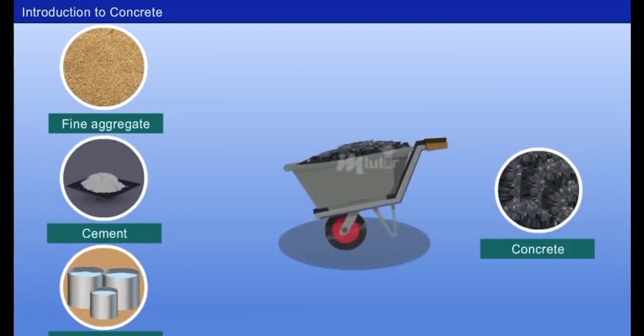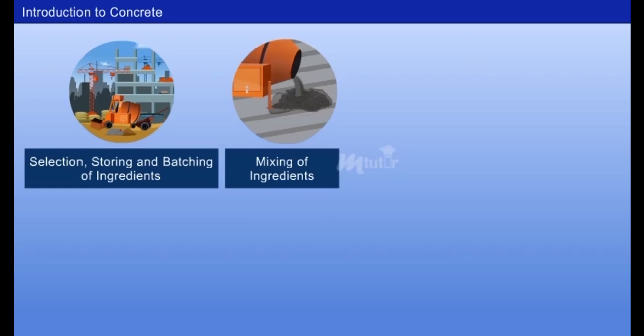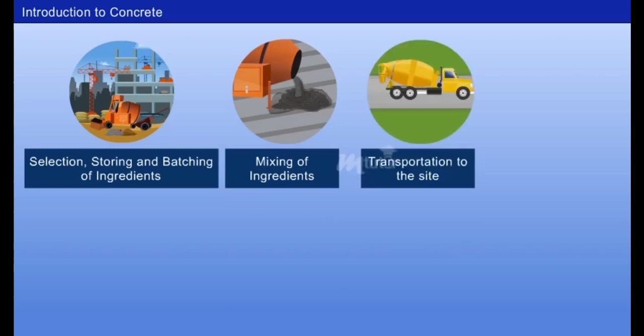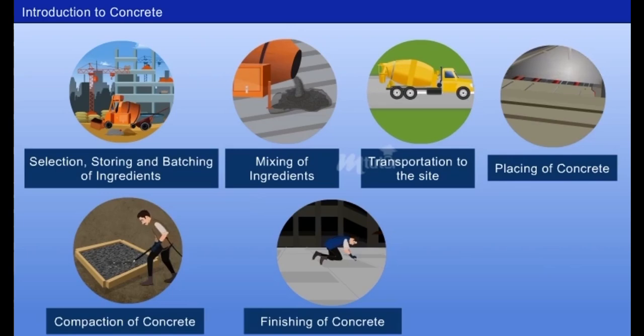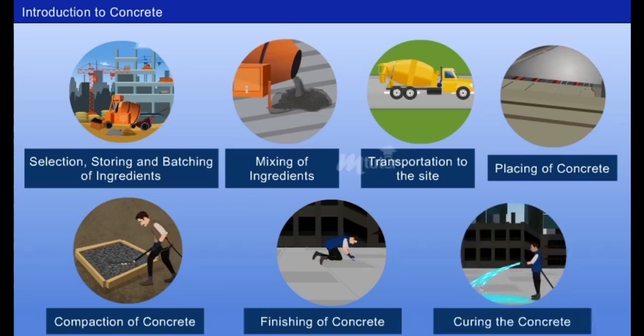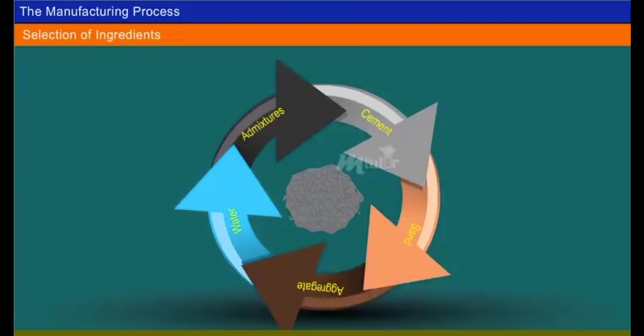Whatever the material, the manufacturing process of concrete is the same. This manufacturing process includes selection, storing, and batching of ingredients, mixing them to form concrete, transportation to the site, placing of concrete, compacting, finishing, and finally curing the concrete. Let us learn further about these manufacturing stages of concrete.